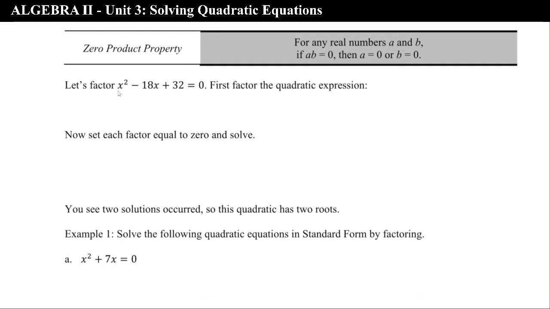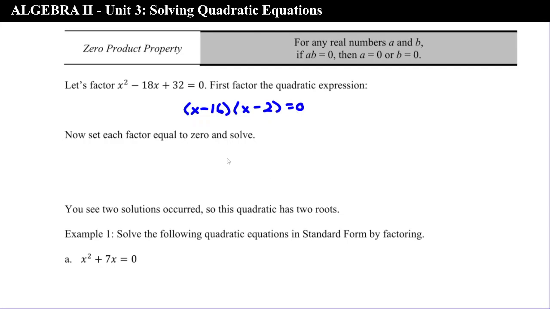So let's factor this particular quadratic. We have x squared minus 18x plus 32 equals 0. First, we're going to factor the quadratic expression. And that can be factored by finding two numbers that multiply to give us 32 and add to give us negative 18. And those two numbers are negative 16 and negative 2. And so we factor it as such.